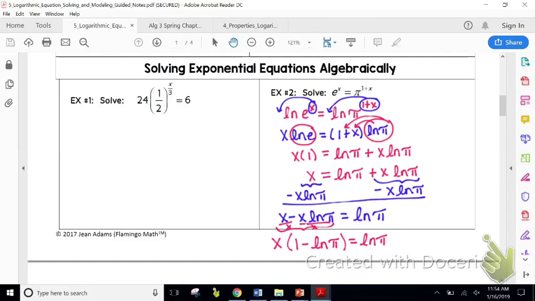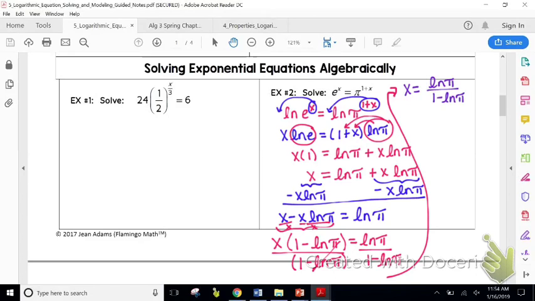And then how can I solve for x? Yeah, divide by what? I want to solve for x, so divide by 1 minus the natural log of pi. Alright, so I'm going to come up here to the top. So we have x equals natural log of pi divided by 1 minus the natural log of pi. So that's my exact answer.